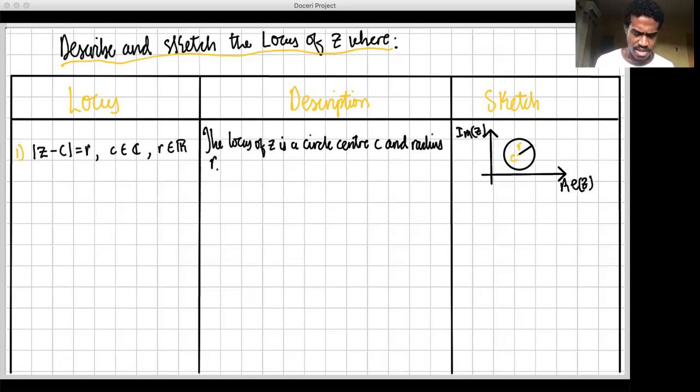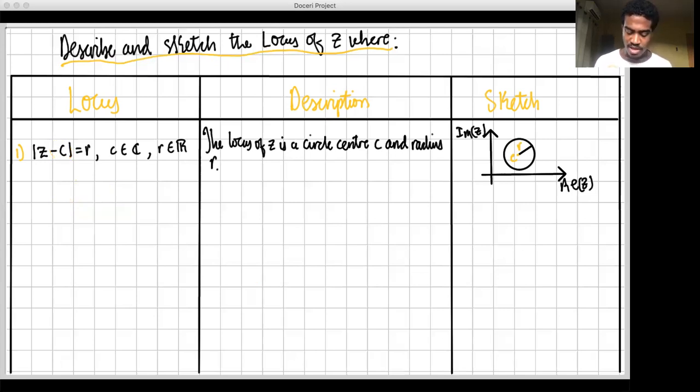So in the previous question that we did, it was just the modulus of z is equal to r. Your c was basically 0 in this case. So your c was actually equal to 0, it was 0, 0. So that was similar to this question here.